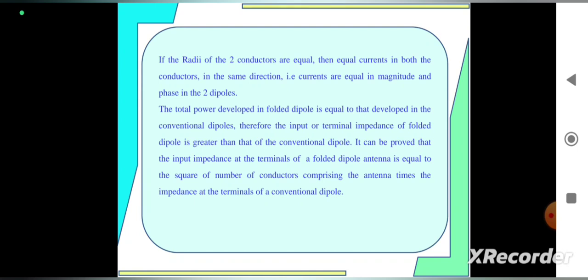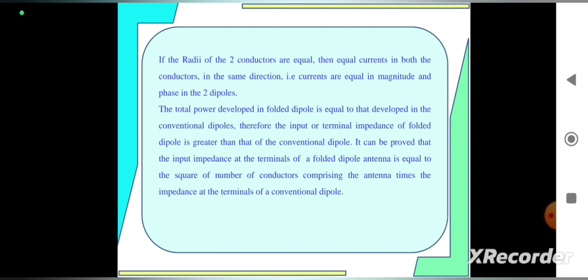If the total current fed at the terminals is I, then each dipole will have current I by 3. Thus, with the same power applied, only one third of the total radiating current flows in the first dipole, and hence the input impedance increases and becomes 9 times. This is the three-wire folded dipole antenna.